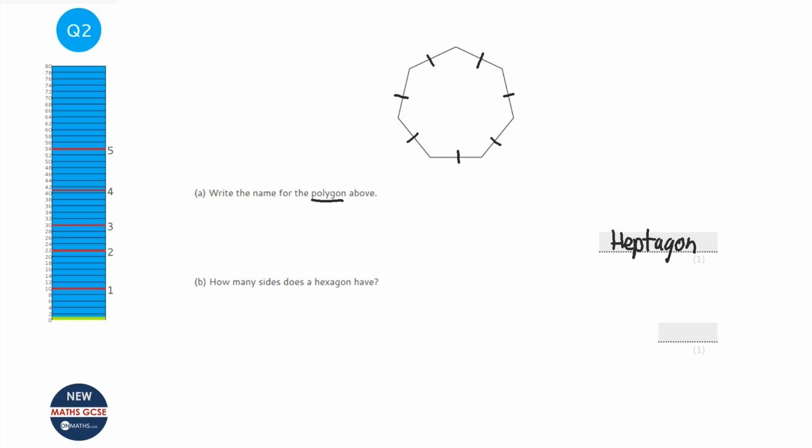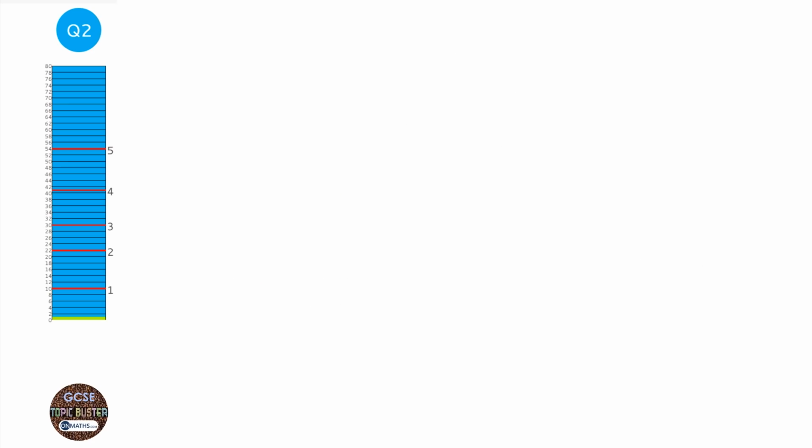Next it says how many sides does a hexagon have. Now I always got pentagon and hexagon mixed up until someone told me that the x in hexagon is the x in 6. So from then on I know that a pentagon has 5 sides and a hexagon has 6. So a hexagon has 6 sides. It's really important that you know all the names of the shapes up until a 10-sided shape.